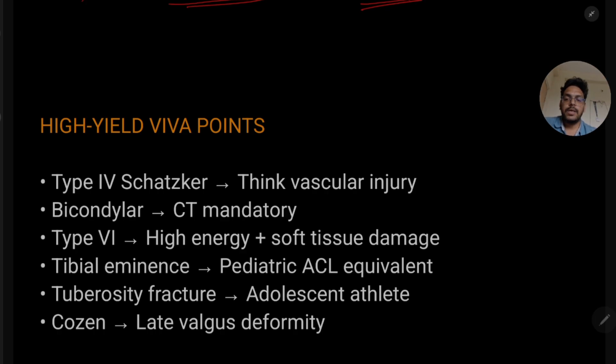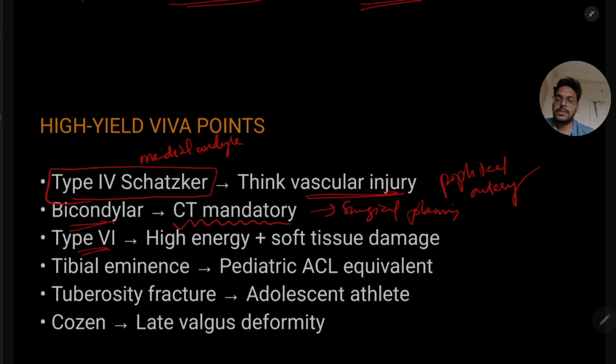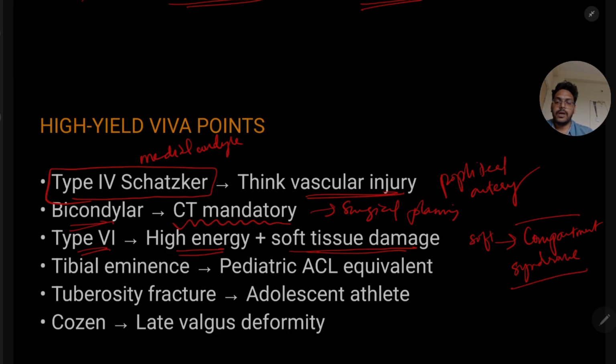The high yield points: in type 4, that is the medial condyle fracture, you have to always think of vascular injury. The popliteal artery may get injured. Then in bicondylar fractures, you always get a CT to do the surgical planning. Then type 6 is high energy and soft tissue damage is present. The soft tissue should be preserved, and there are more chances of compartment syndrome. So you have to watch for compartment syndrome in type 6.